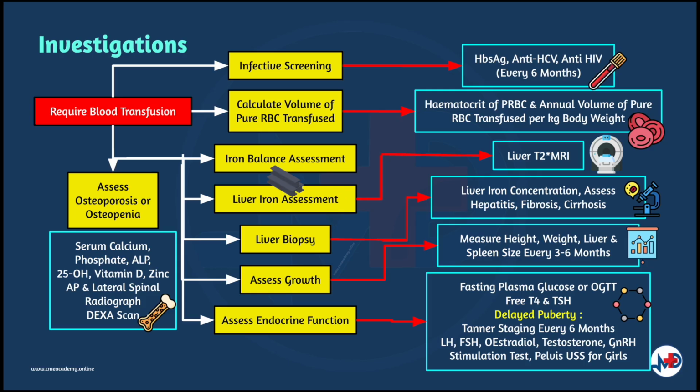In addition to that, you will need to test for any diabetes by measuring fasting plasma glucose or perform an oral glucose tolerance test, hypothyroidism by measuring the free T4 and TSH levels, delayed puberty by checking Tanner staging every 6 months, measuring the LH and FSH, estradiol or testosterone levels, performing pelvic ultrasound for girls, and GnRH stimulation tests if appropriate. To check for any osteoporosis or osteopenia, measure the serum calcium, phosphate, ALP, 25-hydroxyvitamin D, and serum zinc levels. You may also want to order an anterior, posterior, and lateral view of spinal radiograph or a DEXA scan.